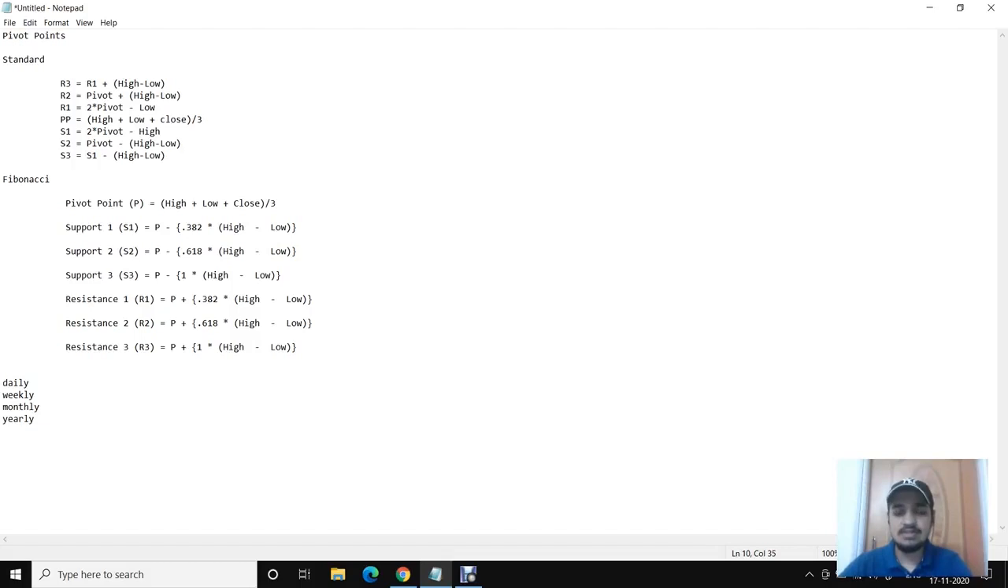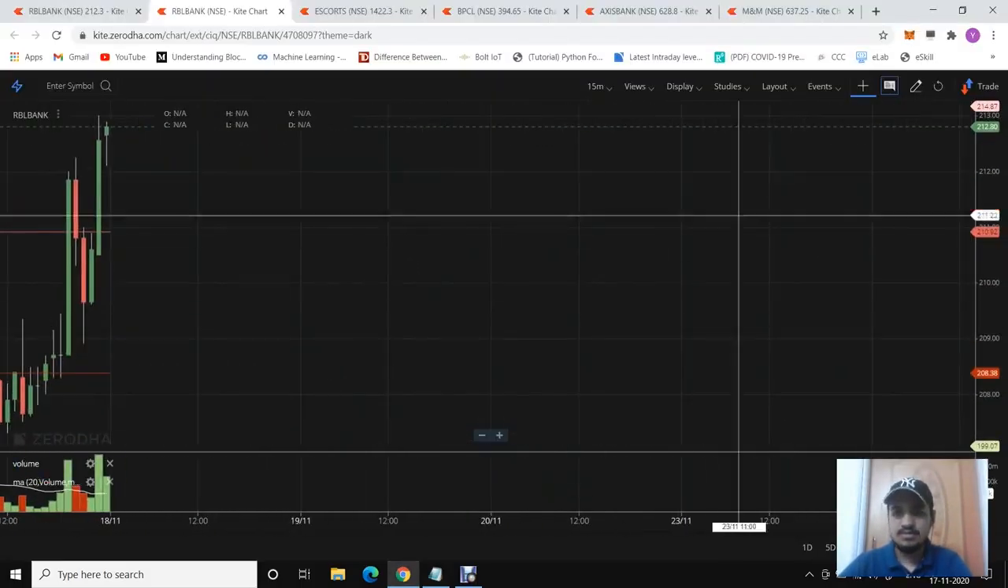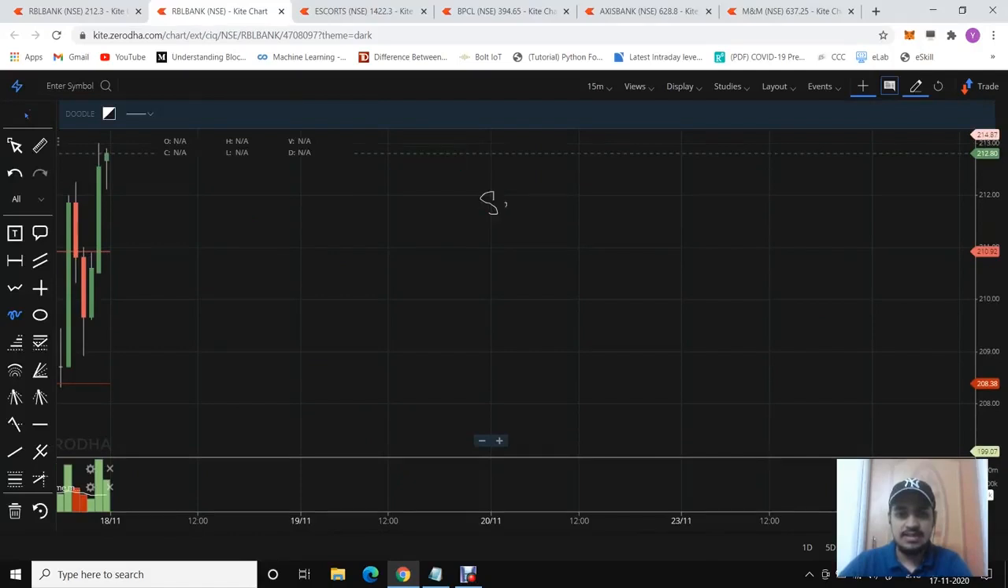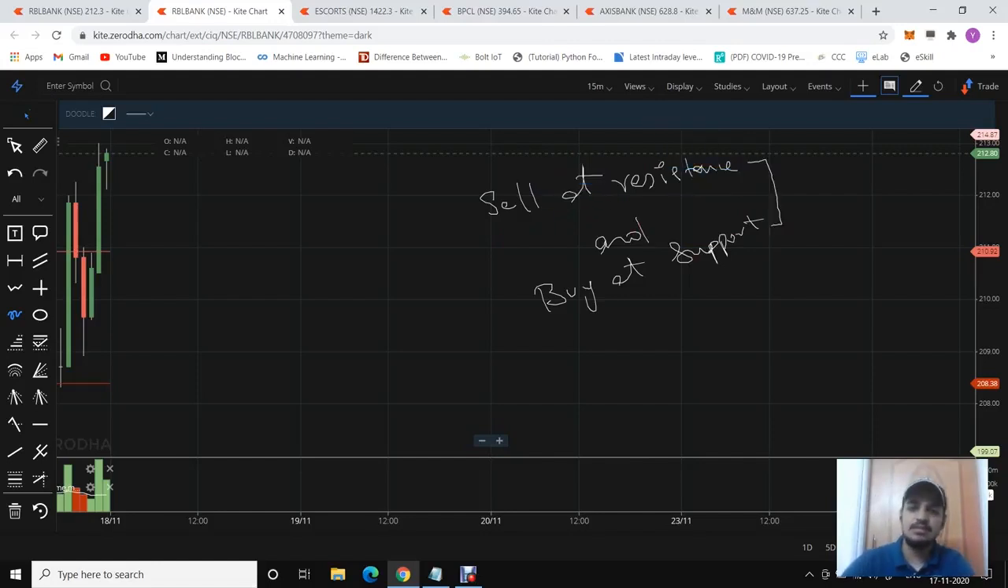Alright, now let's understand a strategy related to pivot points. Okay, the strategy is very simple. Alright, the strategy is called sell at resistance and buy at support. Okay, so we sell at resistance and we buy at support. Okay, but there's a catch in it, that we don't generally sell at resistance normally. Okay, if we see that the price has come to resistance, do we sell? No, we don't do that. What do we do instead?